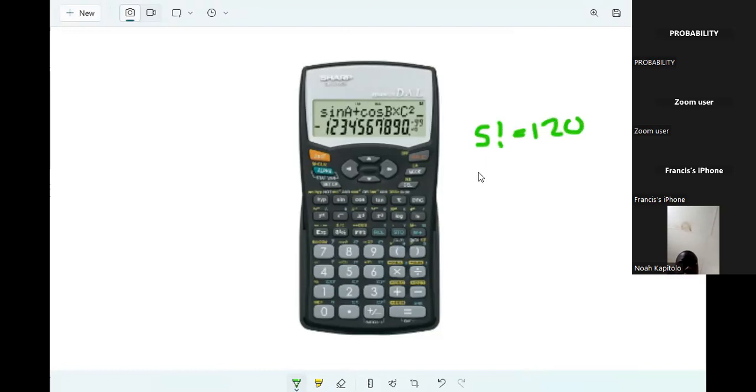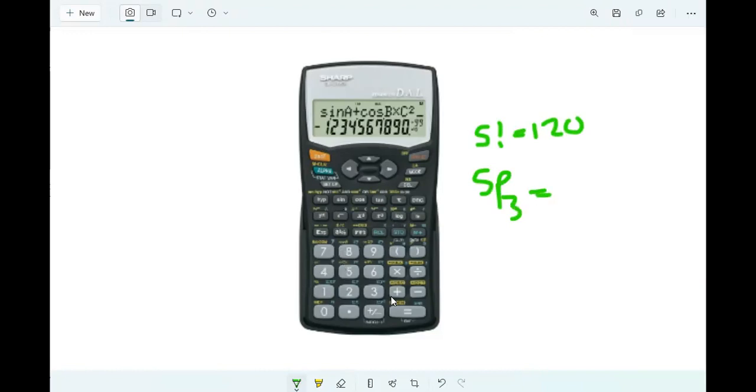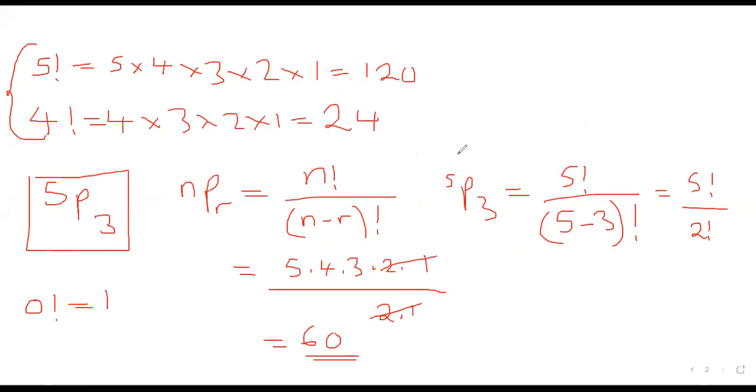But to find 5 permutation 3, you can get it directly here by pressing 5, shift, the permutation is here. It's actually on the 6. So you're going to press 5, shift, 6, 3 equals, and you get your value there. Now, when we're dealing with permutations, we are looking at different ways in which we can arrange elements. Now, this happens to be one of the toughest topics.